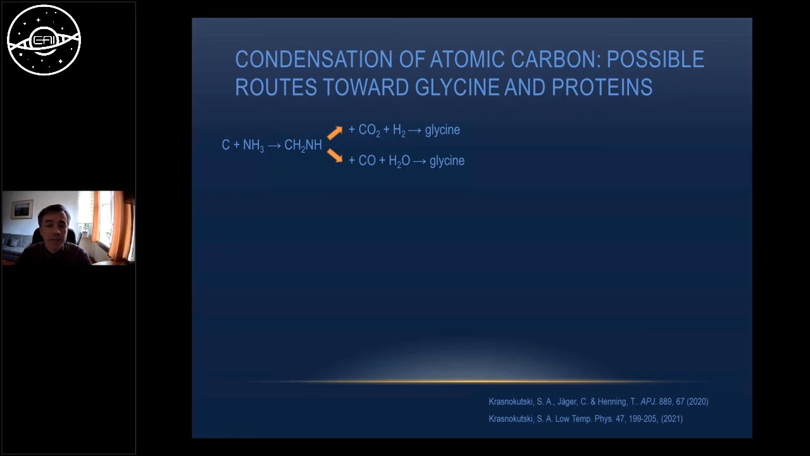The other pathway to glycine could be initiated by the reaction of carbon atoms and an ammonia molecule. This reaction leads to the formation of this molecule, and these molecules could also participate in this reaction, which has some energy barrier and would lead to the formation of glycine. So there are different possibilities of glycine formation, but it's not very new, because the formation of amino acids at the conditions of the ISM was already demonstrated many times.